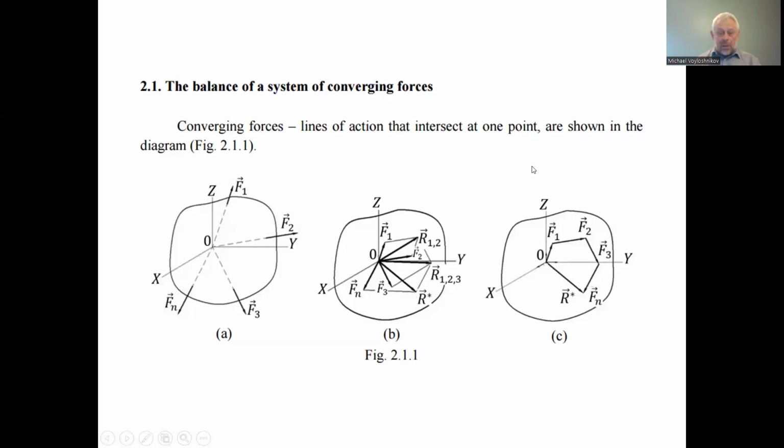We assume that convergent forces are those whose lines of action intersect at one point. They are shown in the diagram in draft 2.1.1. So F1, F2, F3, etc., Fn are vectors of the convergent forces. The lines of action of these vectors intersect at one definite point. In this diagram, we coincide this point with the reference point of the Cartesian system of coordinates, X, Y, Z, 0: the reference point and the point of intersection of the lines of action of the convergent system of forces.